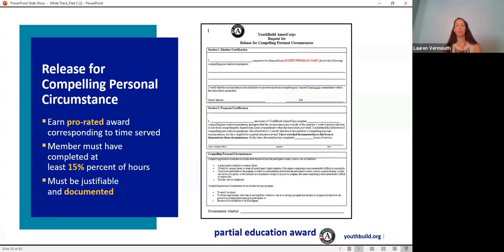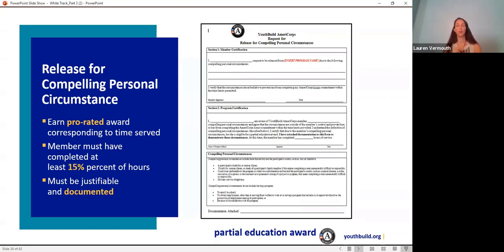So let's look at the documentation and some other rules related to this. First thing to know, the member has to have completed at least 15% of their hours in order for this to be possible. So that's the minimum threshold. You're going to fill out this standard form that we have on myouthbuild.org that you can download there.